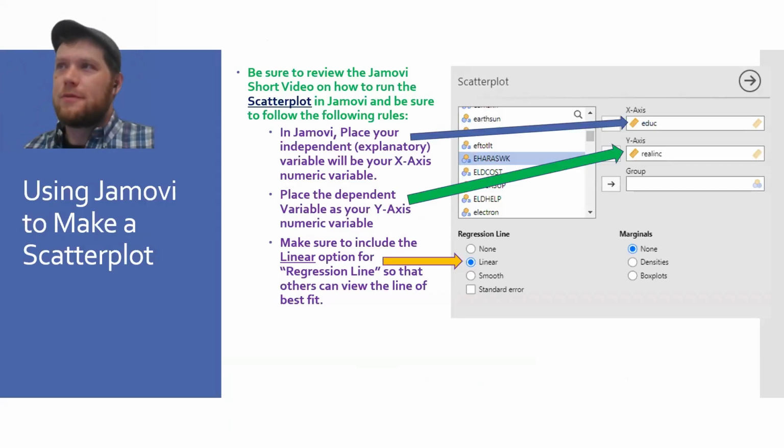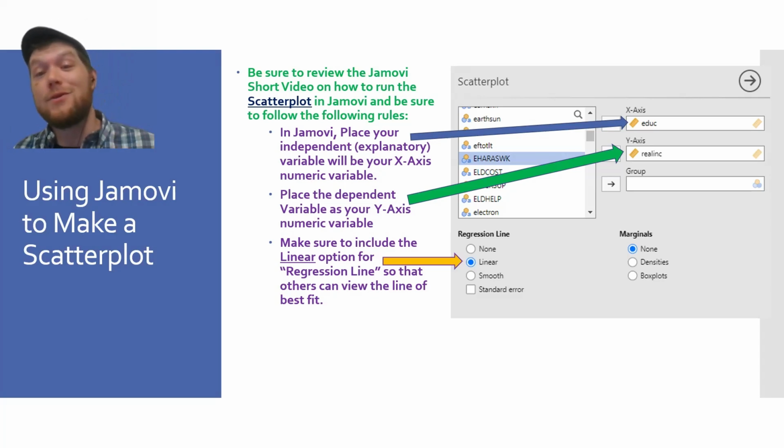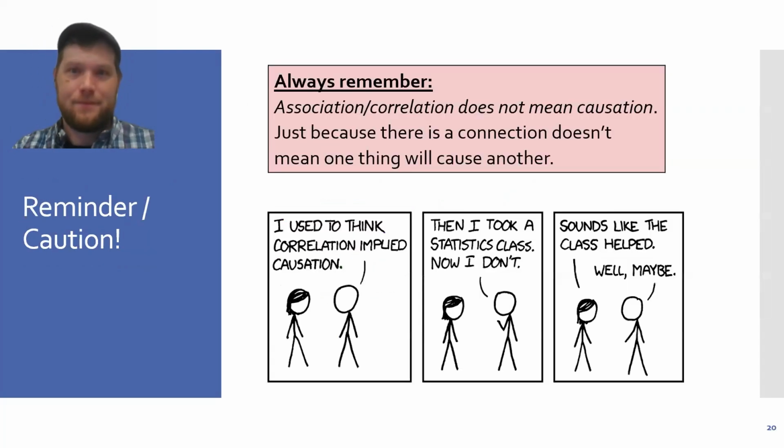So make sure to review the Jamovi short video on how to do a scatter plot and follow these rules: place your independent explanatory variable, the one that's predicting, on your x-axis, and the dependent variable, usually considered a response variable, on the y-axis. Make sure to include the linear option for the regression line so others can view the line of best fit.